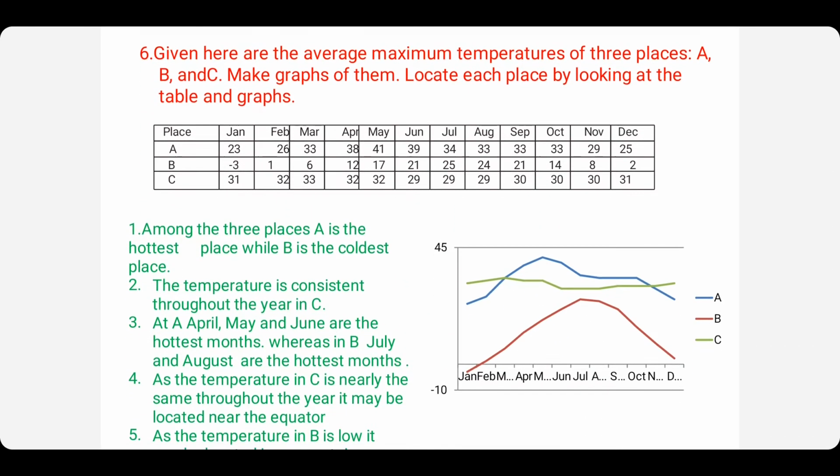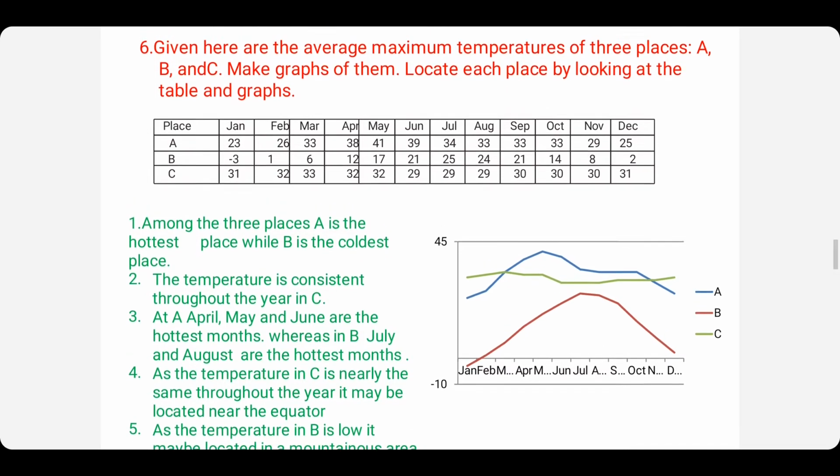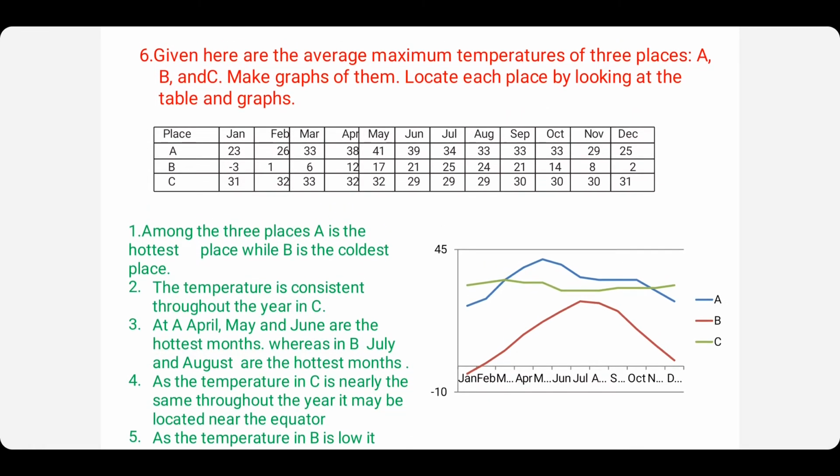On to the sixth question. Given here are the average maximum temperatures of 3 places A, B and C. Make graphs of them. Locate each place by looking at the table and graphs. So you can see the graph here. The graph of A is in blue color, the graph of B is in red color and the graph of C, the points are located in the green color, right?